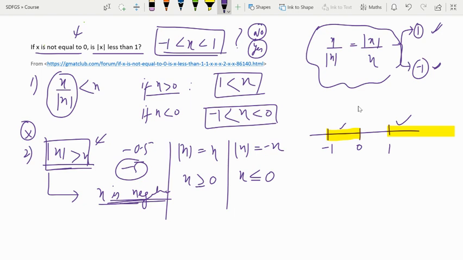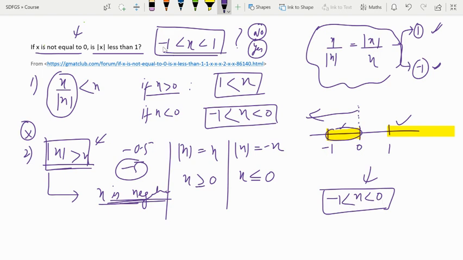Now, if you combine both the statements, from statement 2, x is less than 0. From statement 1, x is this yellow portion. So if you combine, x is this only, the overlap. So from statements 1 and 2, we can say x is between 0 and -1. Now, we have proved that x is between -1 and 0.